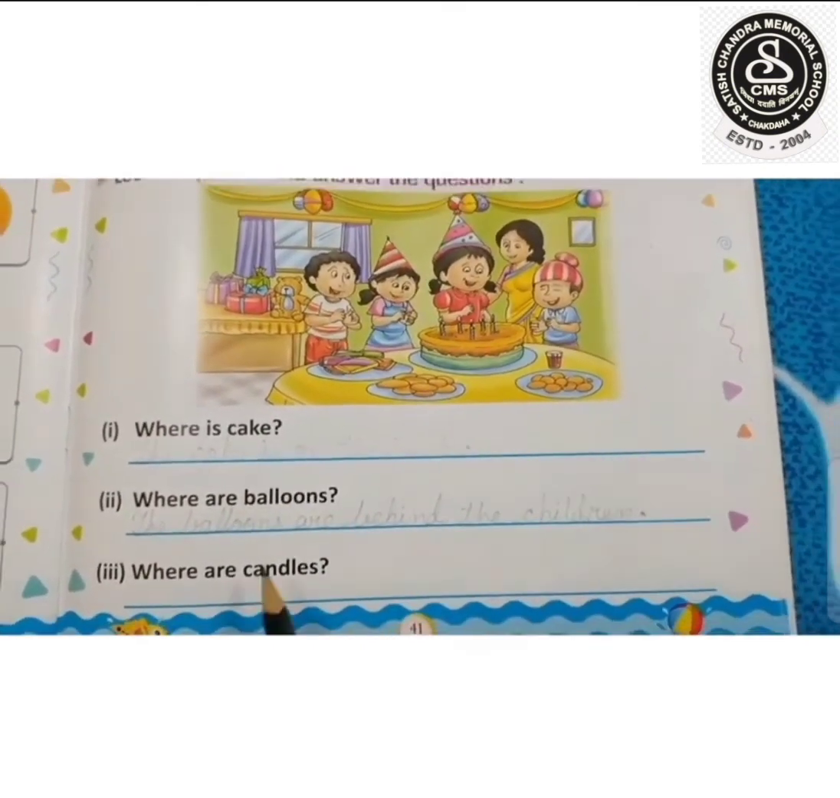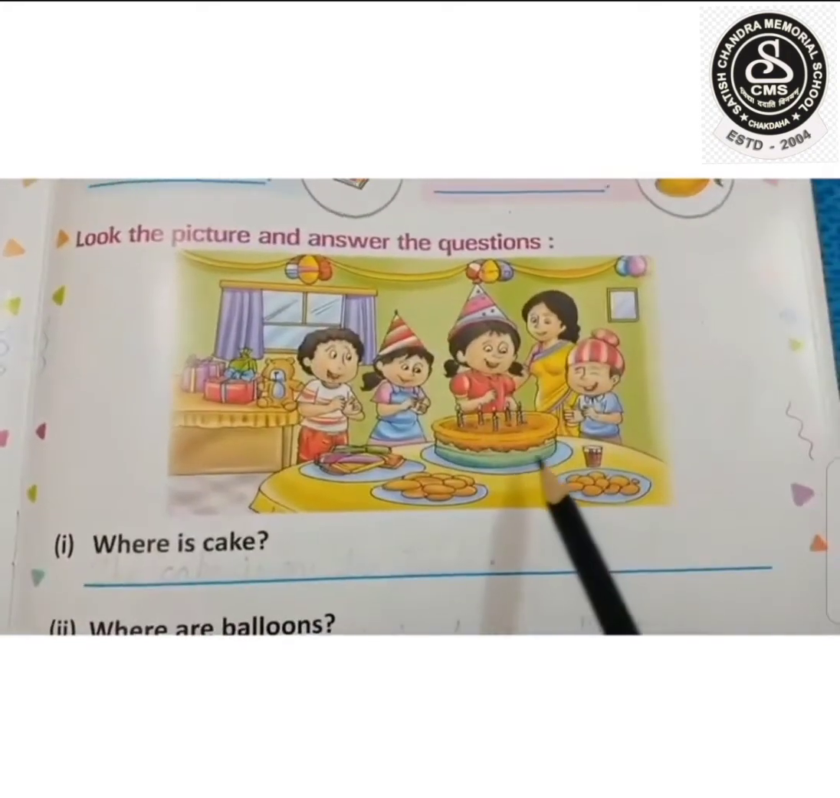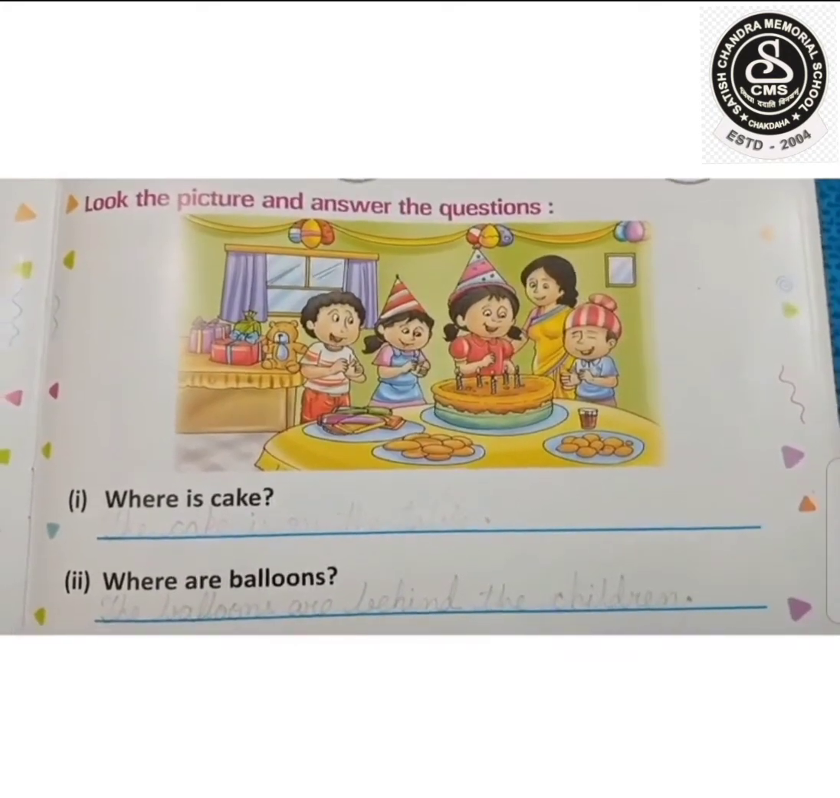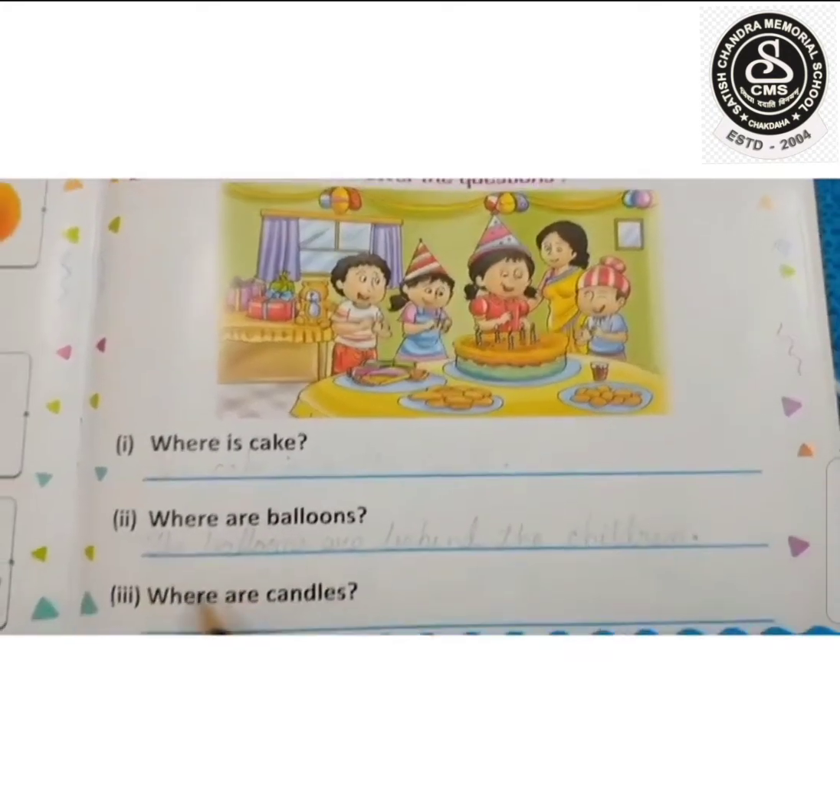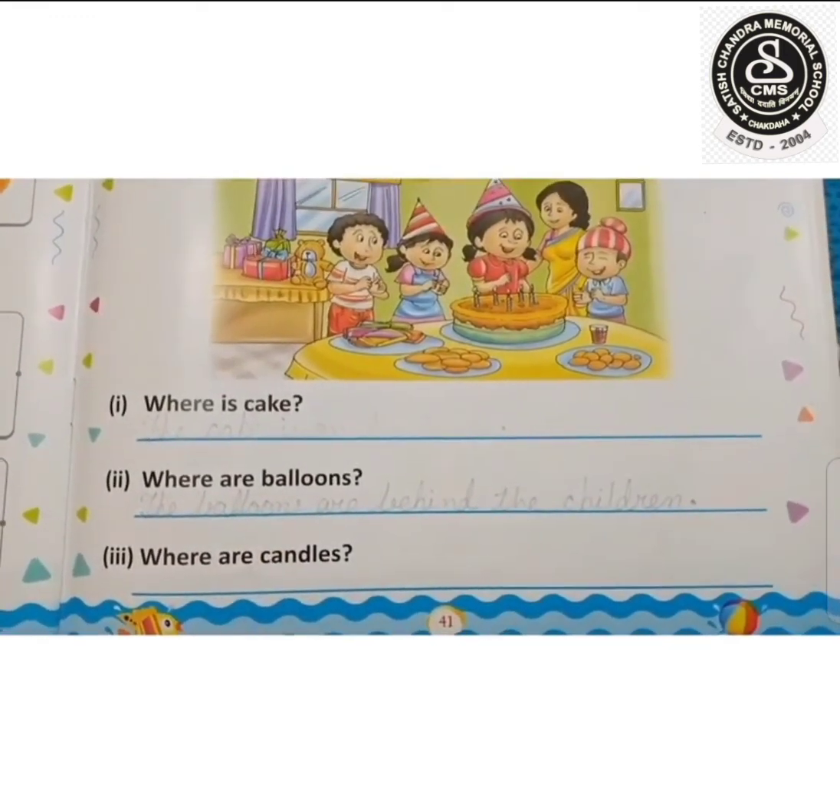Okay. Now, where are candles? Where are candles? Now children, where you can see the candles? I hope you can write the answer, right? So I have done these first two questions for you. The last one you will do by yourself.